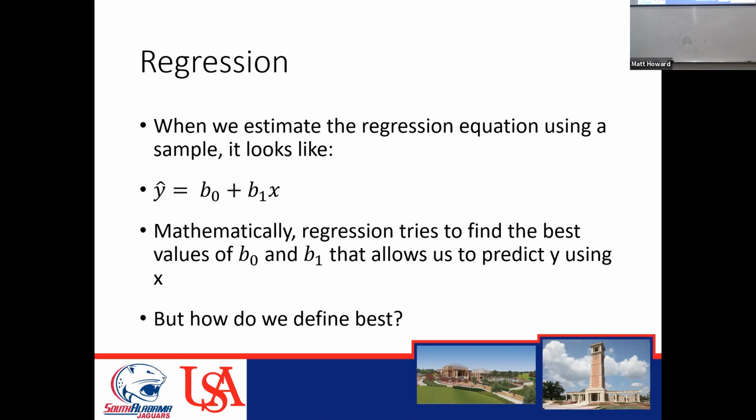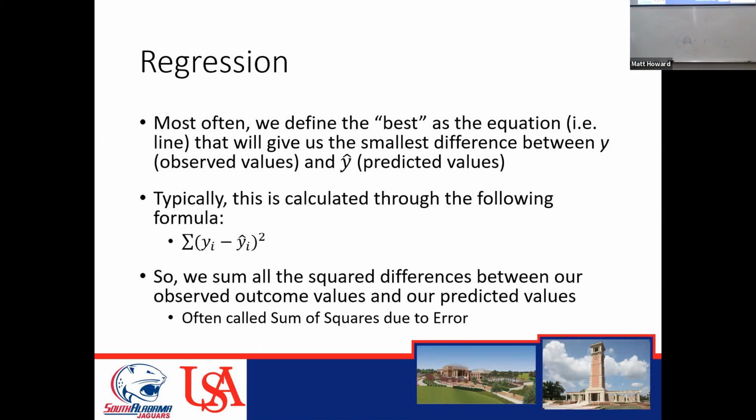Okay. And then this is just a caveat to dig into that a little bit more: how do we define best? Typically, with regression, we define best as the equation that will give us the smallest deviations, or the smallest differences between our observed values and our predicted values. You don't need to know this formula, but it is calculated as the sum of our observed values minus our predicted values, squared. So it's the sum of squared differences between our observed values and our predicted values. And this is often called the sum of squares due to error.